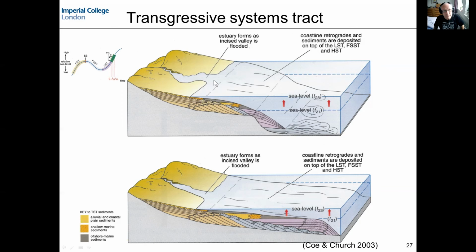So what does that mean? Well, we basically start to flood and drown these valleys, and their mouths can have a sort of funnel shape, which is where an estuary might develop. So that's basically a drowned fluvial valley with some marine influence in the form of waves and tides.